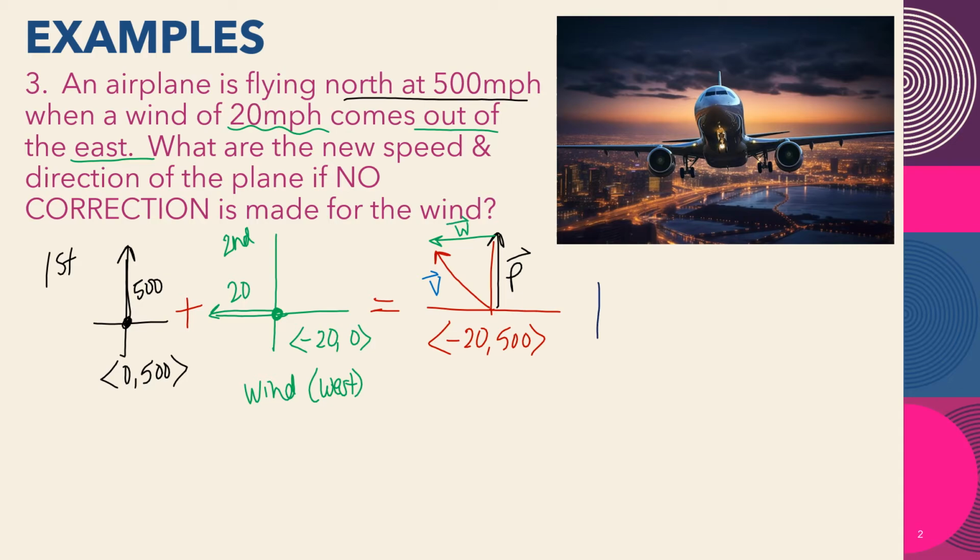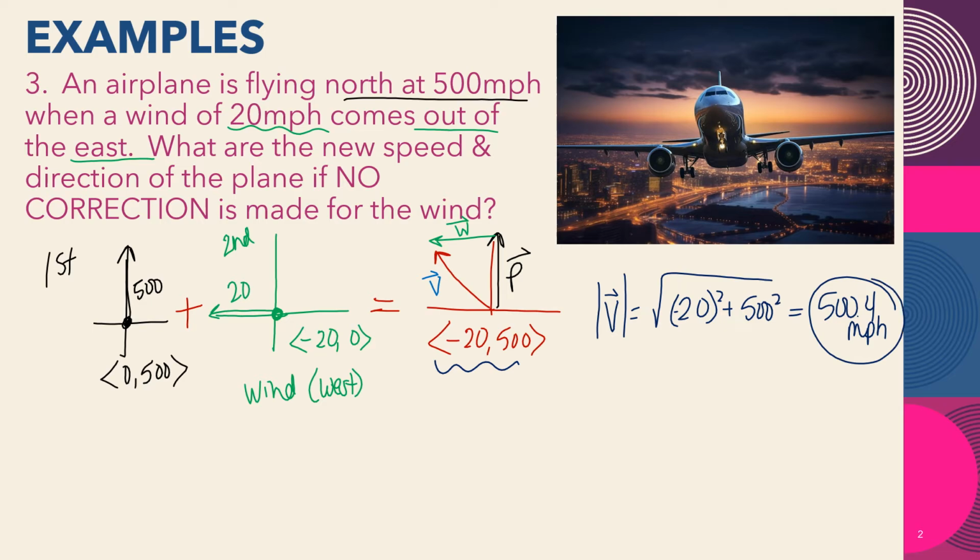So if I want the magnitude of V, that's going to be the square root of this component form: -20 squared plus 500 squared. And that will give us, let's see, 500.4 miles per hour. So it doesn't change it too much, actually.